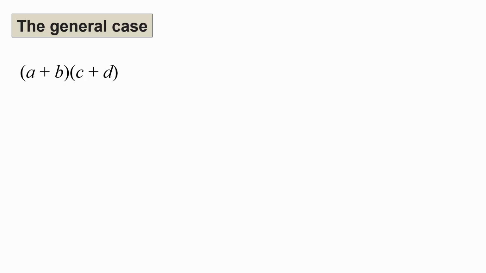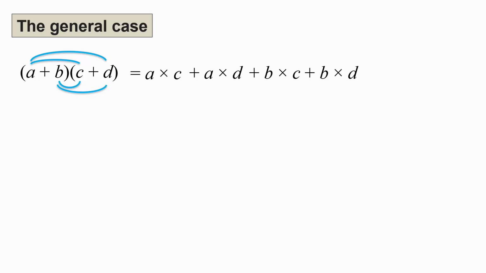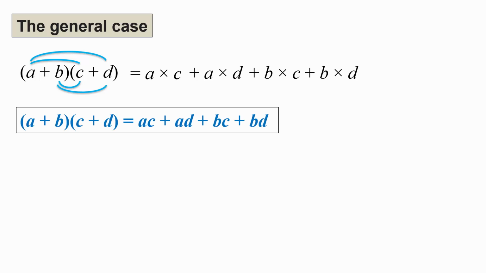So let's call our 4 numbers A, B, C, D. A and B in the first bracket, C and D in the second. If we follow the method of expansion that we used in the previous example, we will have A times C, A times D, B times C, and B times D. And just to highlight that, there's our general formula. Remember, multiplication between variables or pronumerals is always implied, so we don't need to show it.